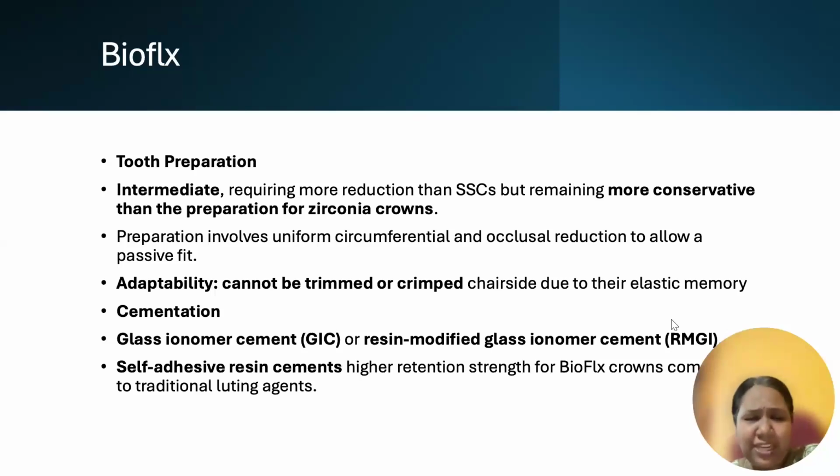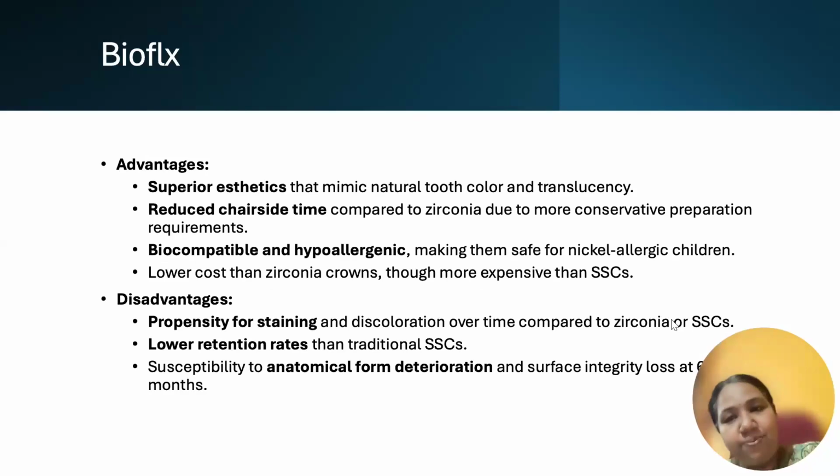For tooth preparation, they need a little more reduction than a stainless steel crown, but more conservative than what is required for a zirconia crown. And the preparation involves uniform circumferential occlusal reduction to allow a very passive fit. They cannot be trimmed or crimped chairside. Remember that. They are usually cemented with GIC or resin modified GIC, or we can use self-adhesive resin cements. Advantages: superior aesthetics, reduced chairside time, biocompatible, hypoallergenic, which is a very, very good advantage.